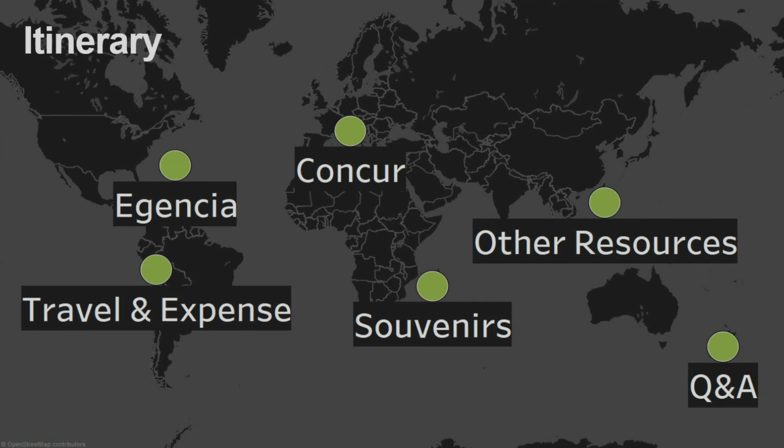So we're going to start our trip with an overview of travel and expense and identify some of the questions that you're not able to answer with your current analytics. Our first stop, we're going to explore Agencia and begin to answer some of these questions. In our next stop, we're going to explore the wonders of Concur and provide you with some additional answers. And then no trip is complete without something to take home, and we have gifts for all of you.